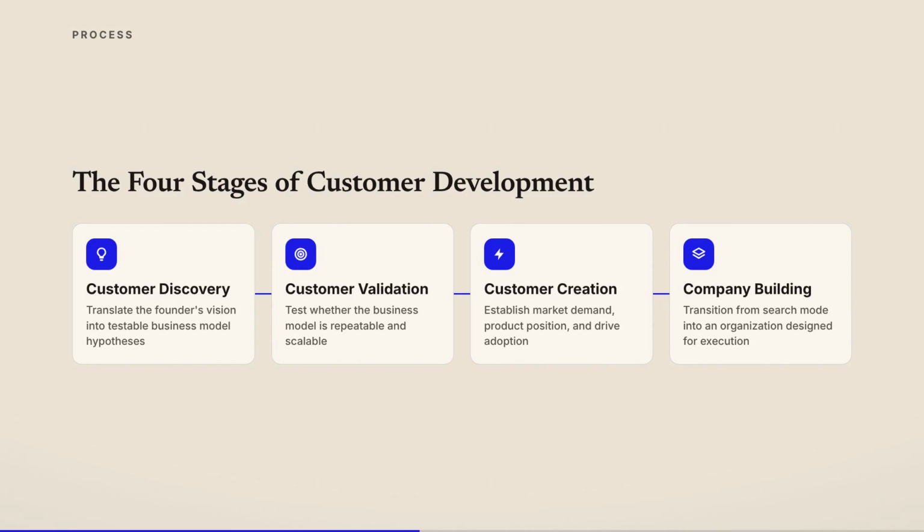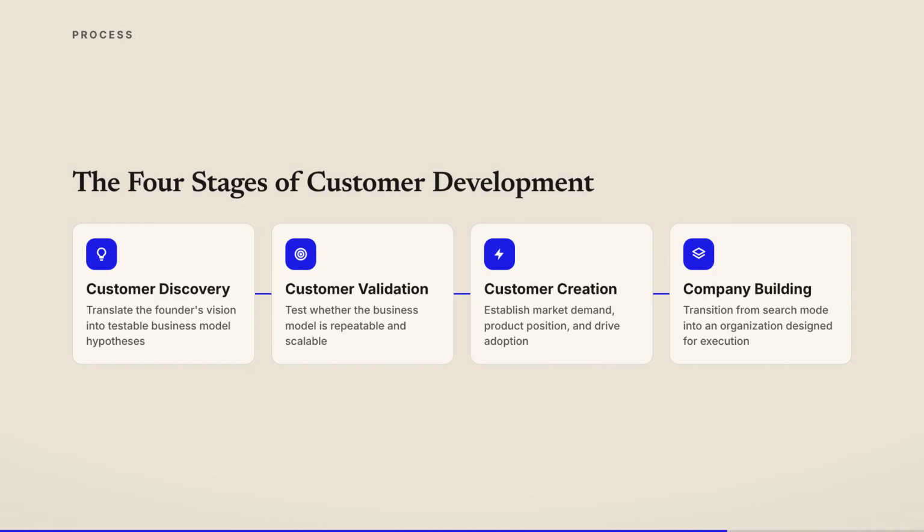Stage 3 is customer creation. Establish market demand, product position, and drive adoption. Stage 4 is company building. Transition from the search mode into an organization designed for execution.